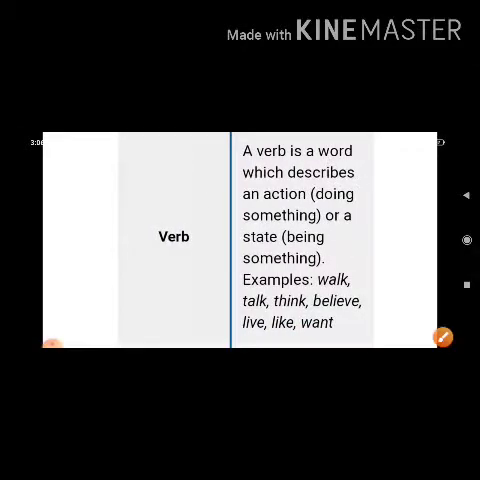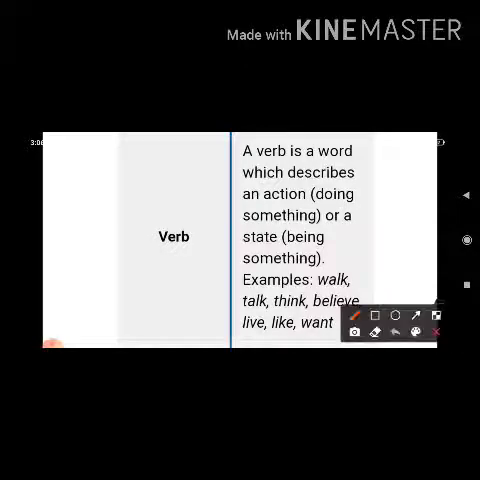And one more part of speech is verb. What is a verb? A verb is a word which describes an action, right? That is why we call it an action word.